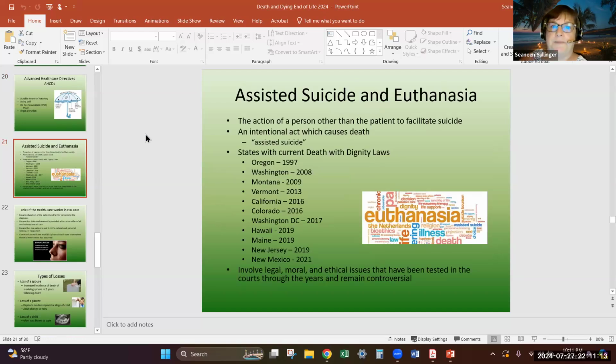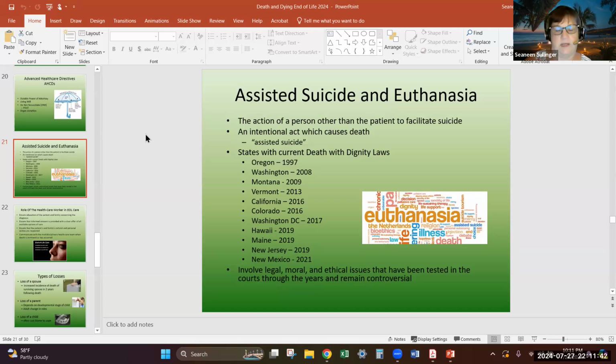And then assisted suicide and euthanasia, that's another legal and ethical issue. This would be the action of a person other than the patient to facilitate suicide, which is an intentional act that causes death. So states that currently have death with dignity laws, which means that there is some way to euthanize or have assisted suicide, are the states listed here.